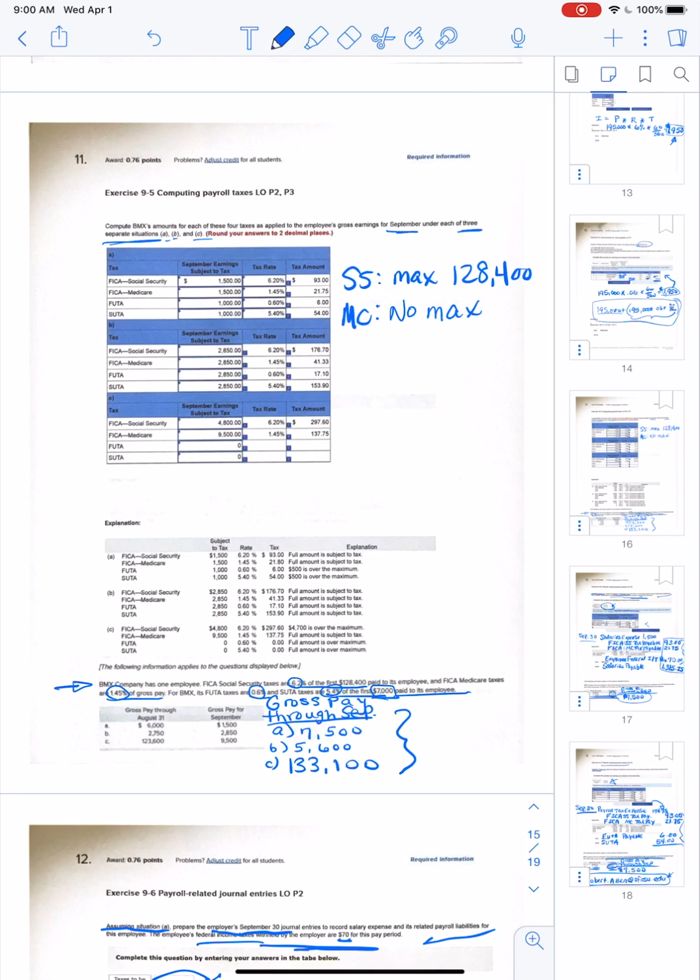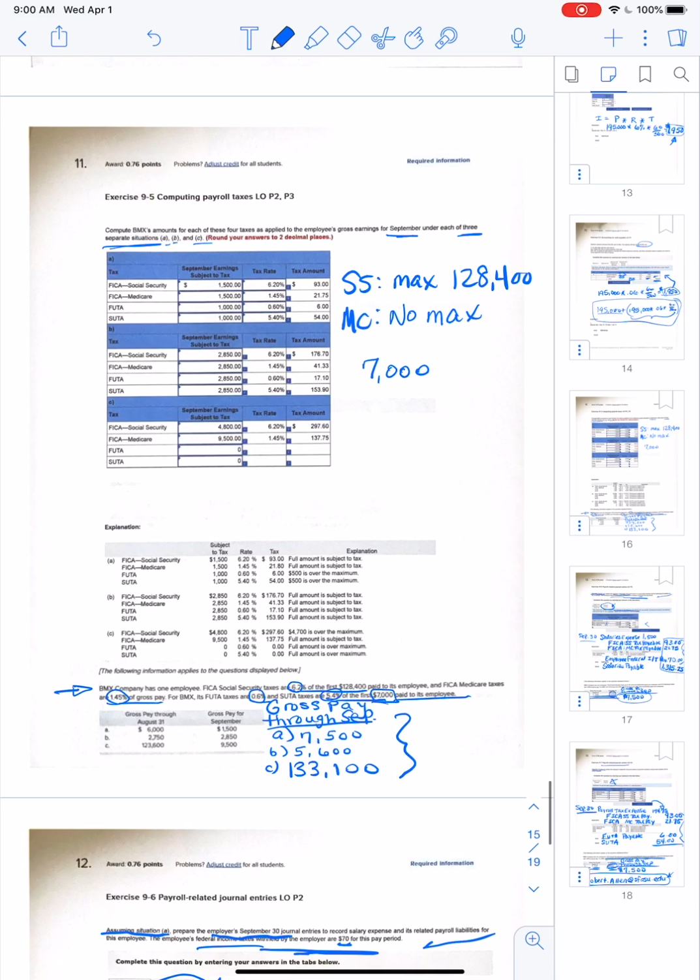So let's see. Are we going to be able to use the full $1,500 that we use for Social Security and Medicare for FUTA and SUTA? And the answer, of course, is no. Because we said the maximum amount that I can pay for federal and state unemployment on an employee is $7,000. And if we look at our gross pay through August 31st, we've already paid $6,000, or we've paid this on $6,000 worth of wages rather, which tells me there's only $1,000 worth of wages left that can be taxed.